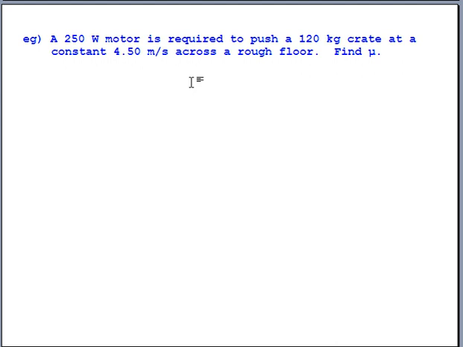All right, second to last one. A 250 watt motor is pushing a 120 kilogram crate. Maybe it's like in a warehouse. We've got like a little motorized cart shoving it. And we're going at 4.5 meters per second across a rough floor. And we're going to try to figure out how sticky that floor is. What's the mu value?